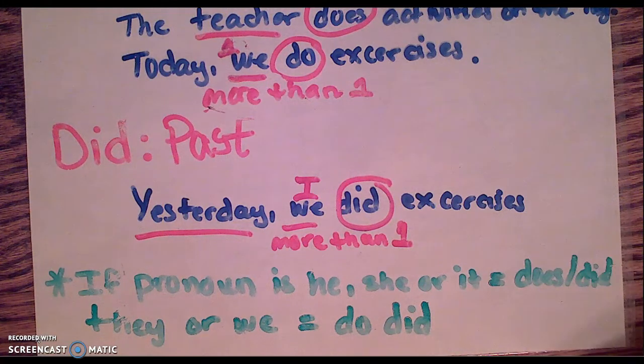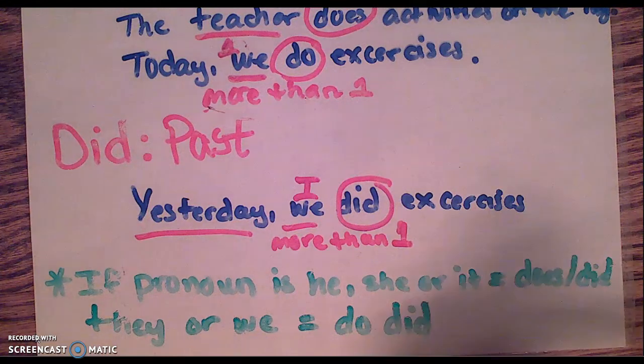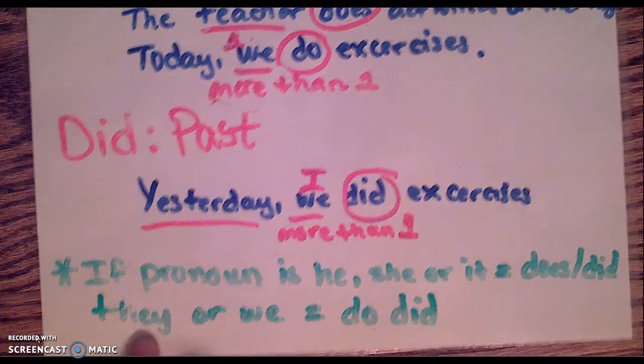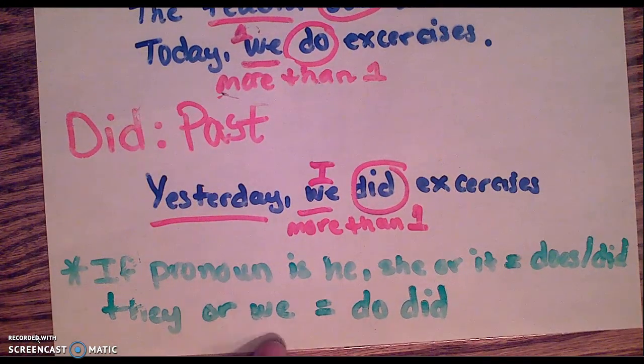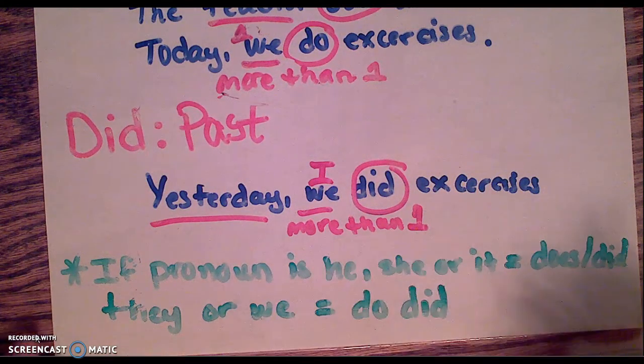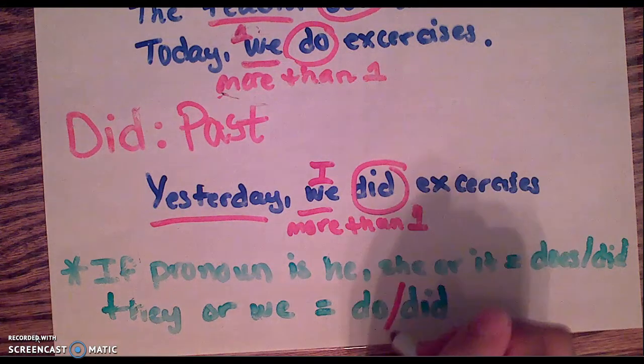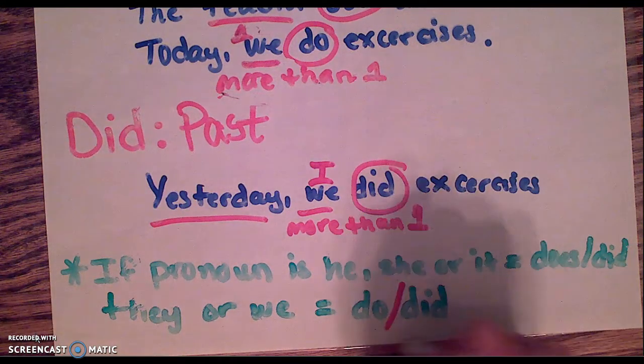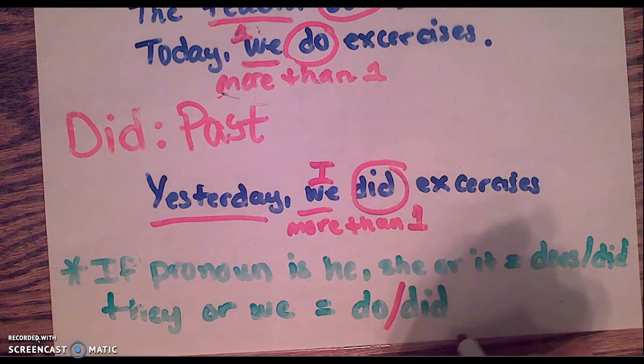He does the laundry. He did the laundry. She does the laundry. She did the laundry. It does the laundry. It did the laundry. And if the pronoun is they or we, then you need to use do or did. They do the laundry. They did the laundry. We do the laundry. We did the laundry.